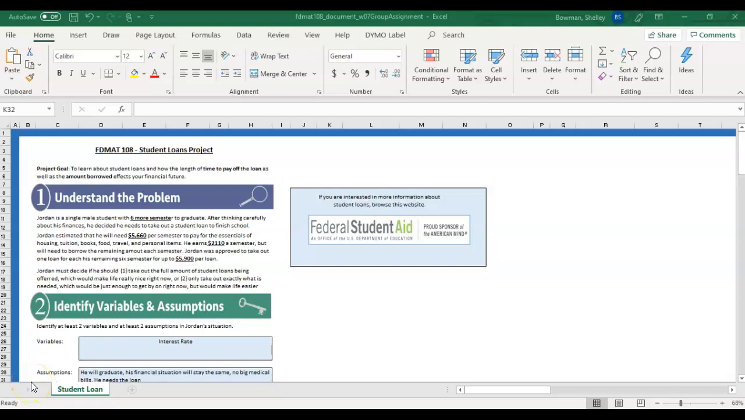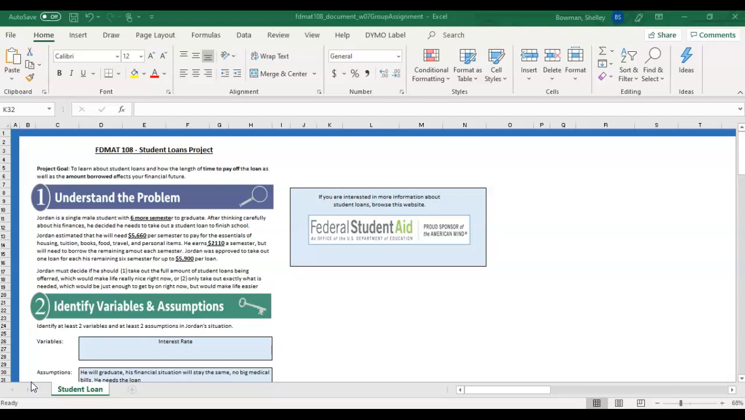This tutorial is to go through the Student Loans Project and hopefully give you some tips and tricks on how to fill it all out. So the first thing you'll notice is that my numbers are different. I don't want you to type in the numbers. I'd like you to follow the process to hopefully figure out how to fill in all of the cells.